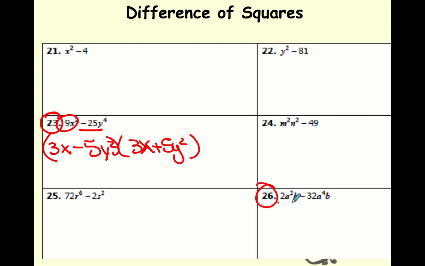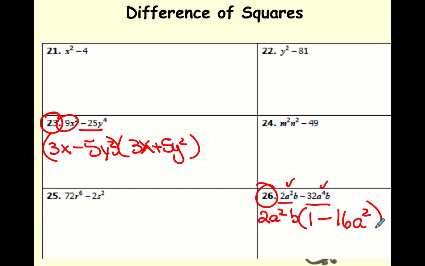So remember, the first thing we always want to do is look at common factors. 2 and 32 are both divisible by 2. I see an a squared and I see an a to the 4th, which means a squared is in common. And they both are divisible by b. So when I take out a 2, an a squared, and a b, I get a 1. When I take out 2 from 32, I get 16. And I took out an a squared from a to the 4th, so that leaves me a squared, and I took out the only b.